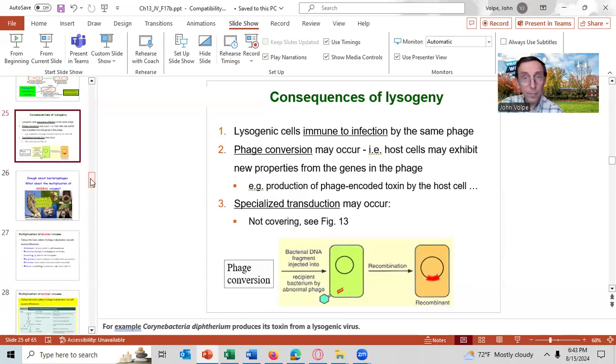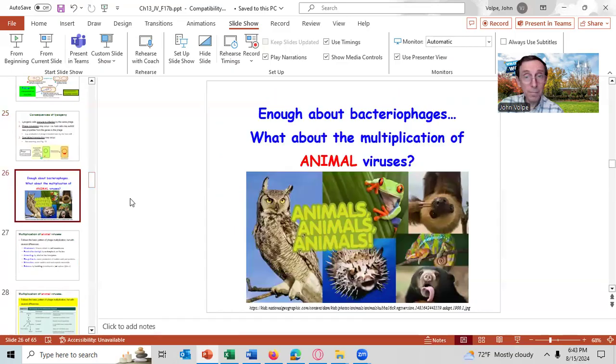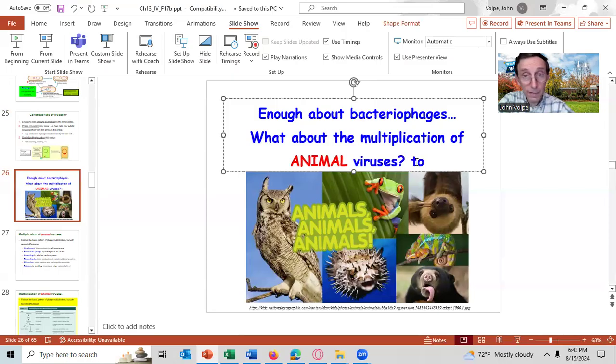All right. I think I'm going to stop it there. Next time, we're going to talk about animal viruses. These are viruses that infect animal cells. Any question about any of this?